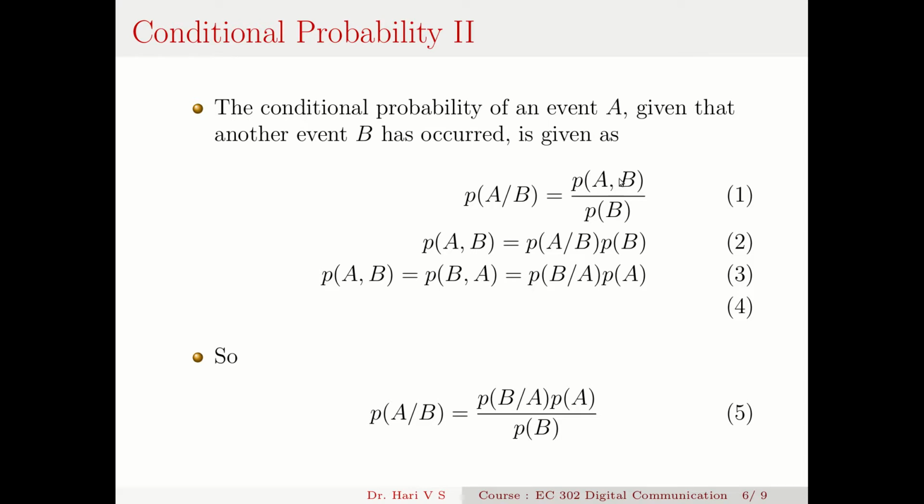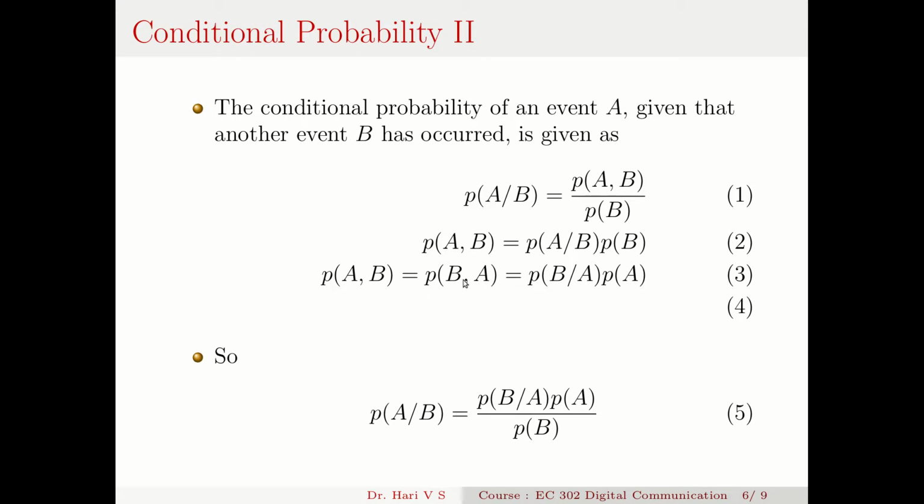If I cross multiply this equation, you have P(A,B) equal to P(A|B) into P(B). Now there is an interesting thing. The probability of the joint event is the same. It doesn't matter whether it is P(A,B) or P(B,A). You remember that Venn diagram showing the intersection between the two events A and B. That intersection is the same. So P(A,B) is the same as P(B,A).